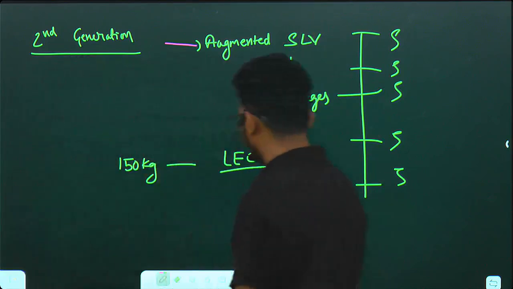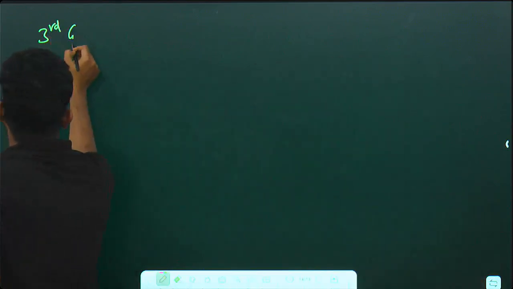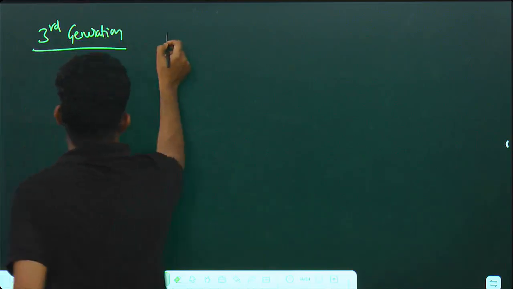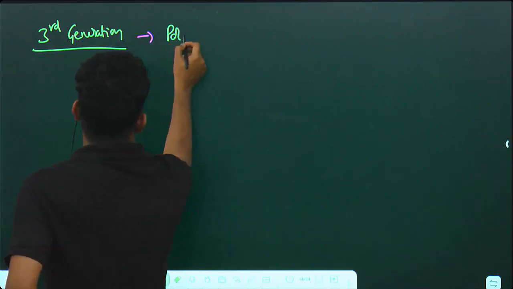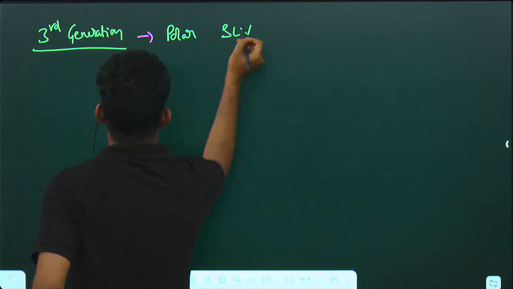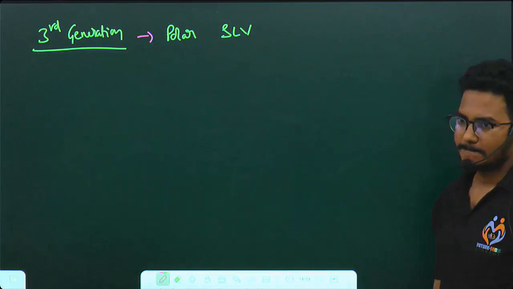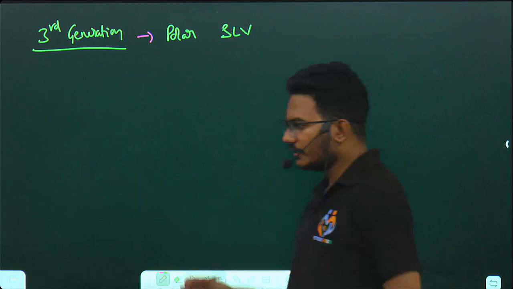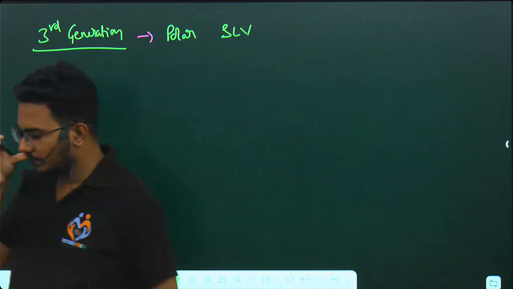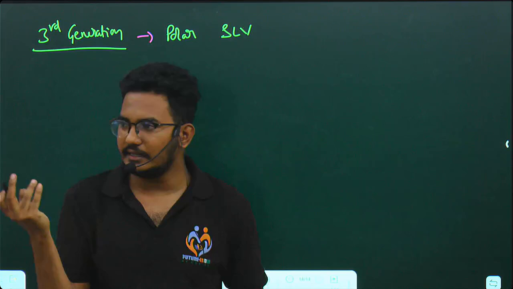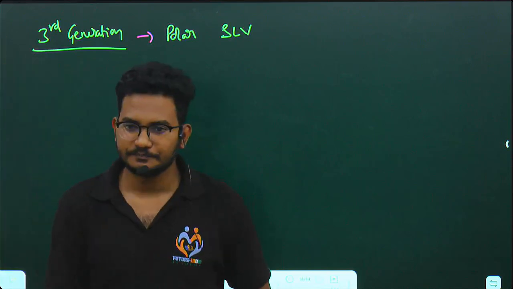Okay. Next, third generation. Third generation is PSLV, Polar Satellite Launching Vehicle. Okay, so here our main motto is, we want to increase the weight. Second, we want to increase the travel distance, altitude.